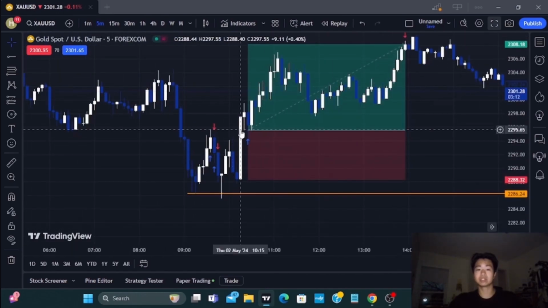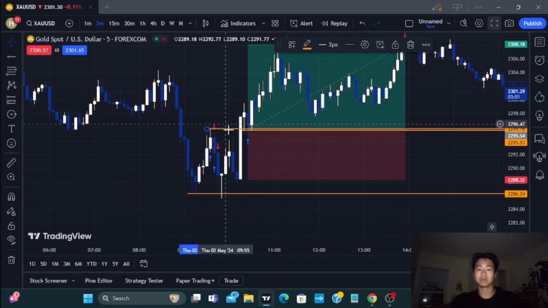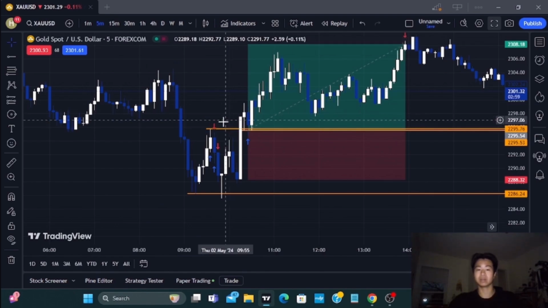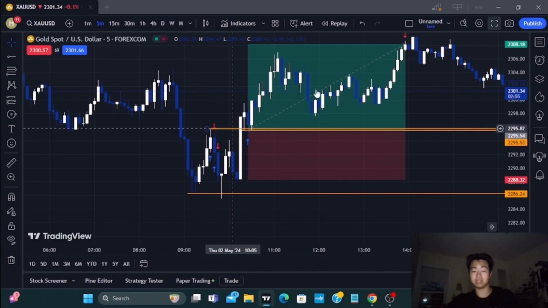And this is my first confluence. This fair value gap created at 10:20 at the low of 22.95.51, as well as this swing high up here, which delineates an ICT breaker block. So there's two confluences for this trade, fair value gap as well as the ICT breaker block.